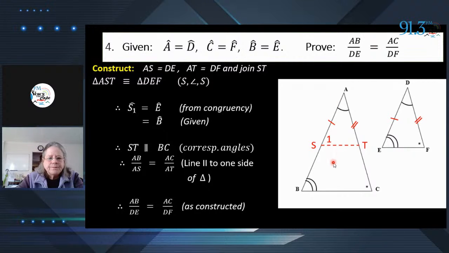So therefore, AB to DE, because we're basically replacing AS with DE, that's the way we constructed it. So we are basically just replacing AS with DE and AT with DF as we've constructed it. And there we've proven what they've asked.